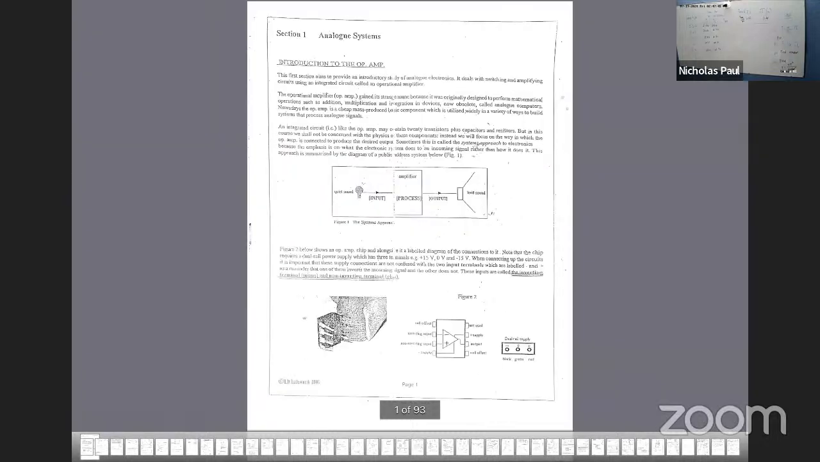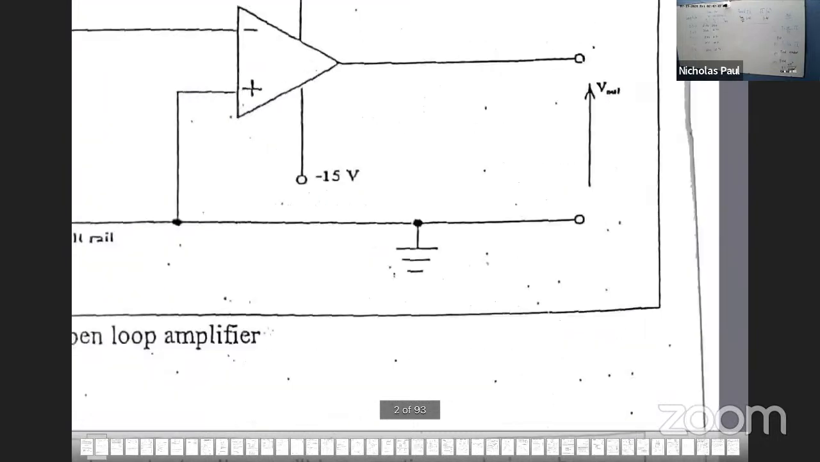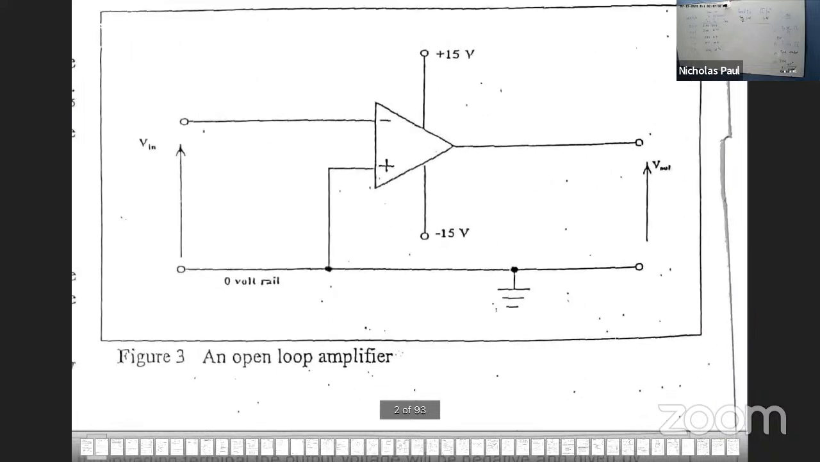More formally, a diagram will look like this. That's what a diagram will look like. Notice the supply, this symbol is Earth. So that's like 0 volts. Your positive symbol here means your non-inverting terminal that's connected to Earth. And you have an inverting terminal. That's where your input goes. You see that? So your circuit diagram will look like that.